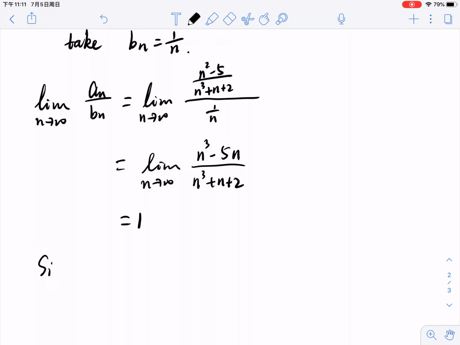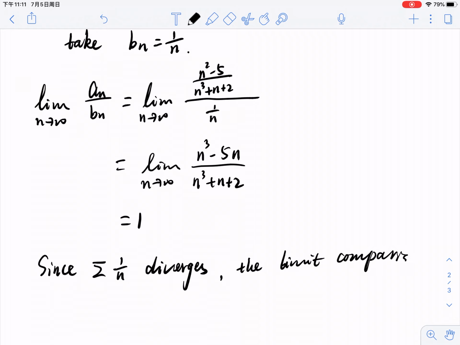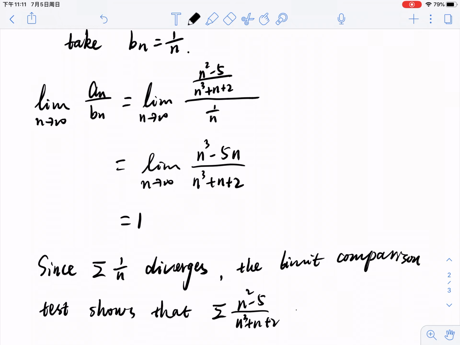So since sigma 1 over n, a p series with p equal to 1, diverges, the limit comparison test shows that sigma an, that is n squared minus 5 divided by n cubed plus n plus 2, also diverges.